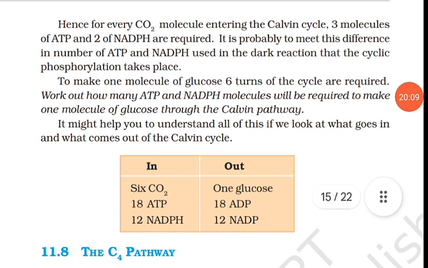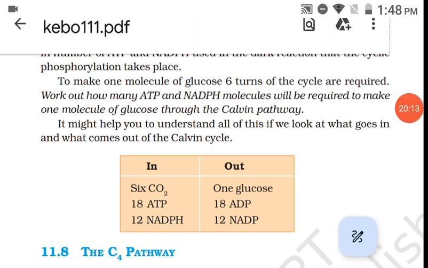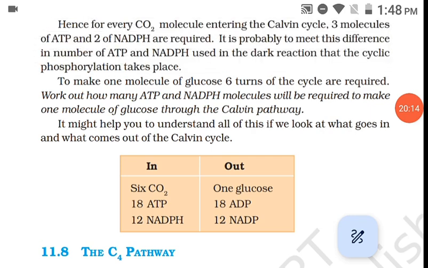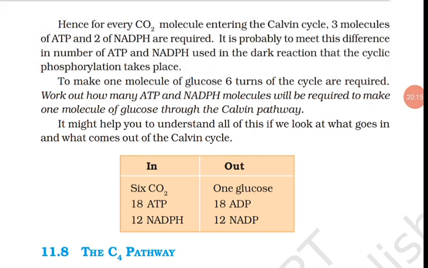ठीक है. It might help you to understand all of this if we look at what goes in and what comes out of the Calvin cycle. In अंदर जाती हैं 6 CO2, out बाहर आती हैं 1 ग्लूकोज. इन होती है 18 ATP, आउट आती है 18 ADP. ATP गई ADP आई. वाह. इन होते हैं 12 NADPH, आउट आते हैं 12 NADP.